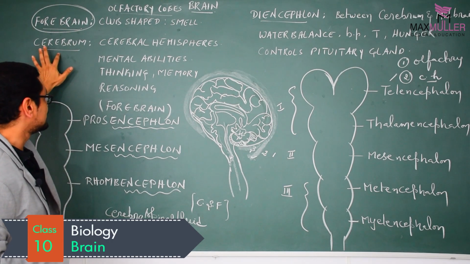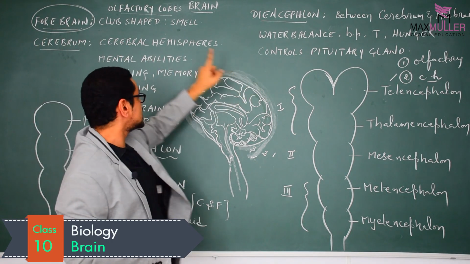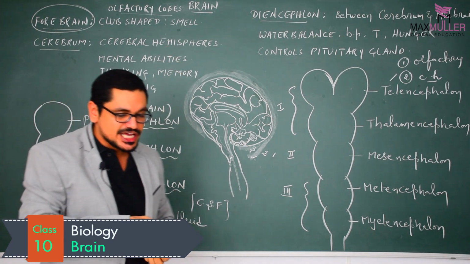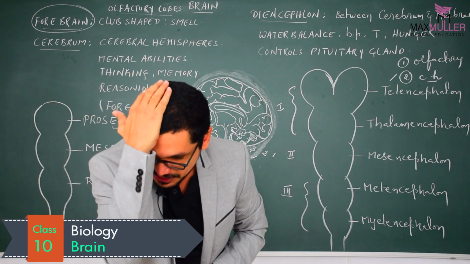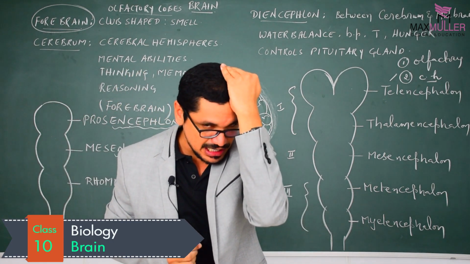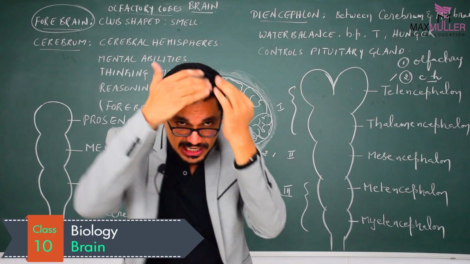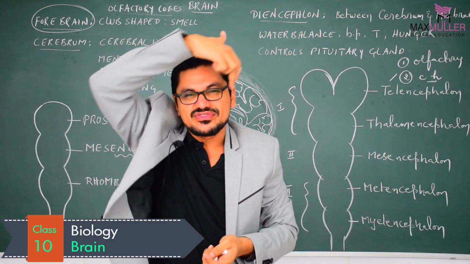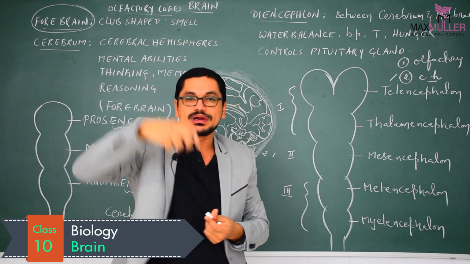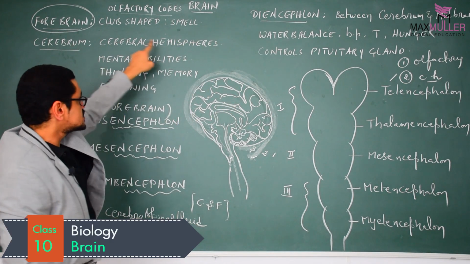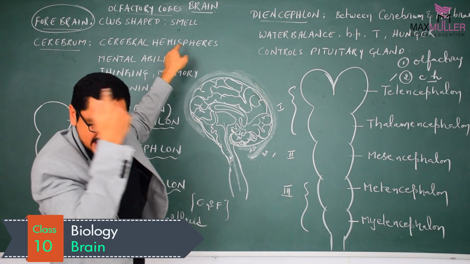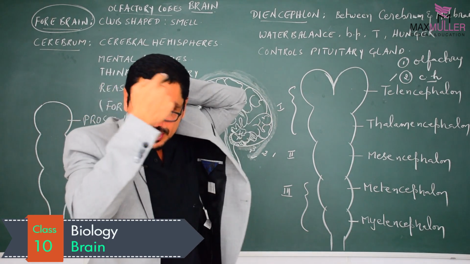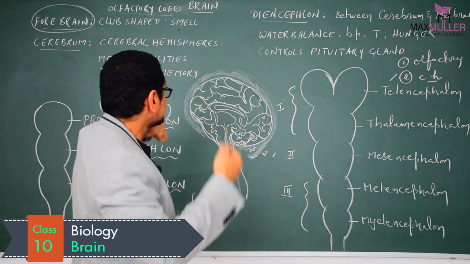Cerebrum. What is this cerebrum? I mentioned here cerebral hemispheres. You see here, this is one cerebral hemisphere and this is one cerebral hemisphere. The two cerebral hemispheres combined form the cerebrum. So cerebrum includes cerebral hemispheres. Two cerebral hemispheres are present here.